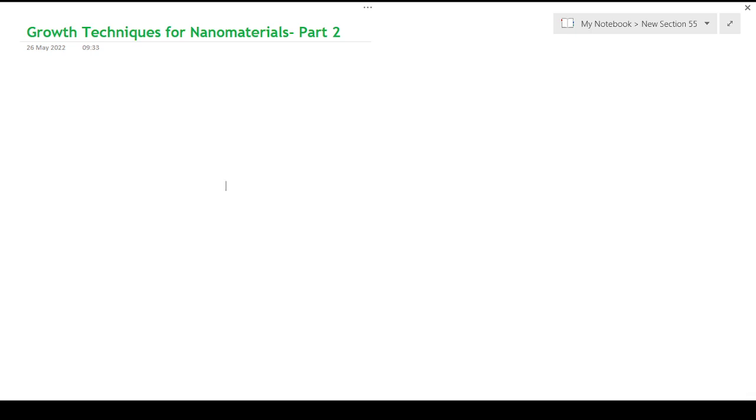Today we will be discussing growth techniques for nanomaterials, which is a part 2 section. Yesterday we were discussing growth techniques for nanomaterials, and we focused on nanoparticles preparation and one-dimensional nanostructure preparation synthesis methods. Today, as I said, we will be focusing on the thin film side. That is a 2D nanostructure. For a 2D nanostructure, how do we synthesize and fabricate? That we will be discussing today. So we'll start then.